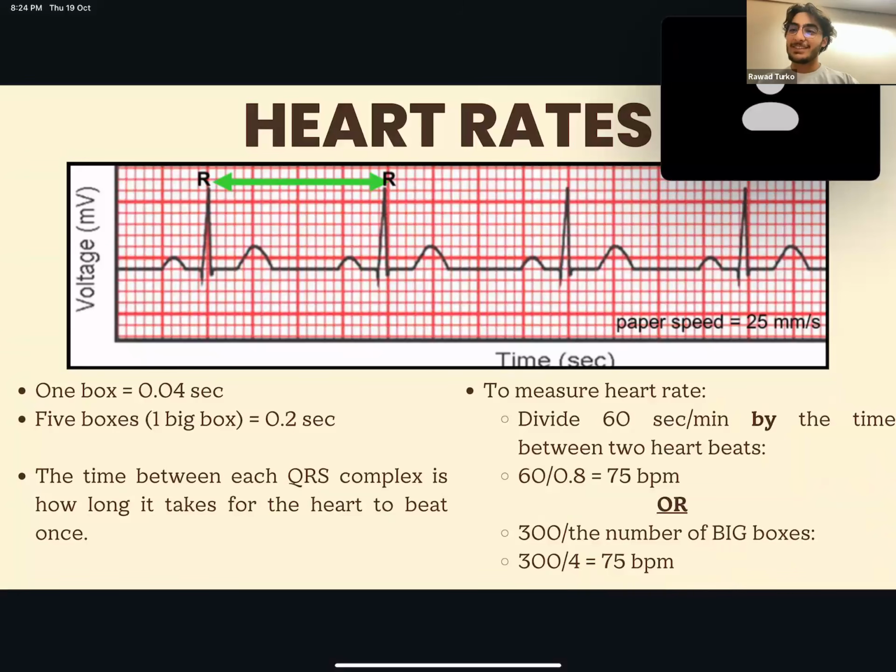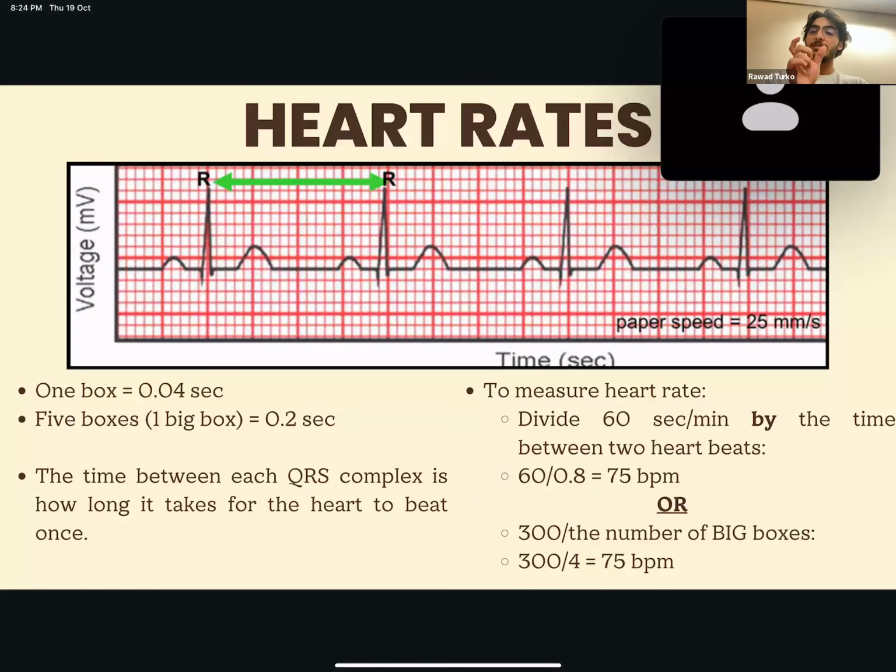Finally, heart rates. Shams is going to talk a little bit more about this in her upcoming lecture, which is ECG part 2, the arrhythmias. But we'll just quickly talk about heart rates. To measure it, we're going to look at this ECG trace paper. If we look at the horizontal lines, not the vertical ones.